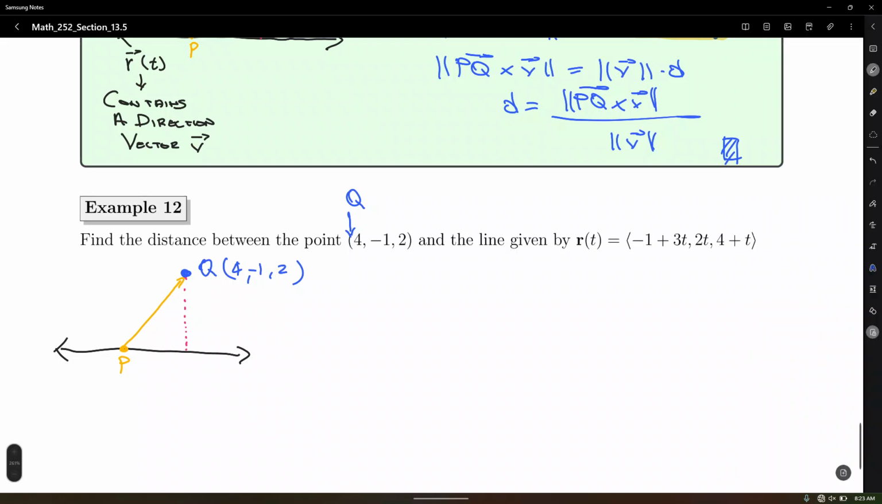Again, worth noting, r of t contains the direction vector v, which equals, what is that? 3, 2, 1. Where did I get these three components? These are the numbers that multiply the variable t. It's like the slope of the line, but again, there's no slope for lines in space. There's no rise over run in lines in space as we had it back in 2D, right?